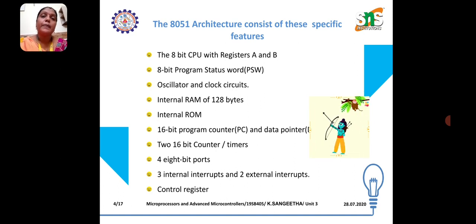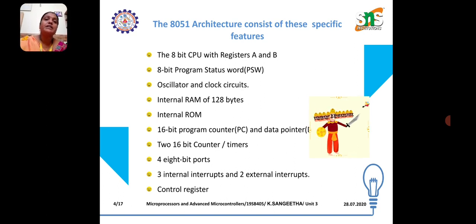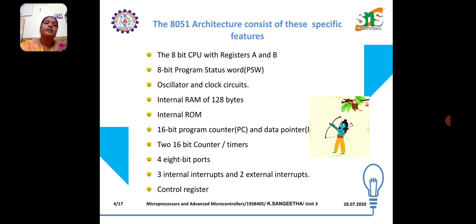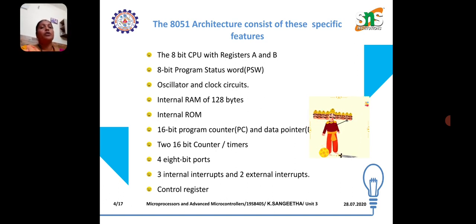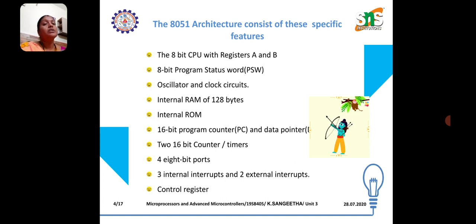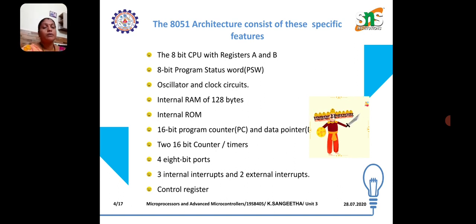a 16-bit address bus. The address bus determines the total memory capacity of the system. It has an 8-bit program status word, and it has oscillator and clock circuits. The internal RAM capacity is 128 bytes, and it has internal ROM of 4 kilobytes, and it has a 16-bit program counter and data pointer. There are two 16-bit timer counter circuits, and there are four input output ports. All the ports are 8-bit wide, and there are three internal interrupts and two external interrupts, and there is a control register.